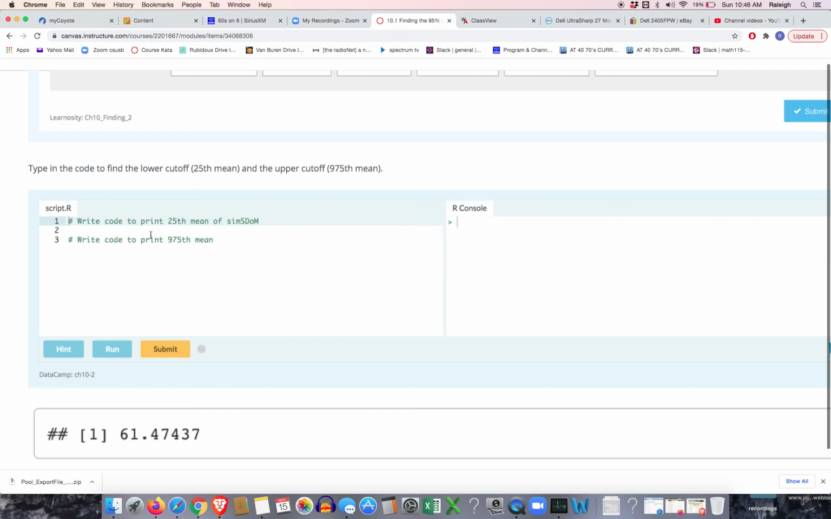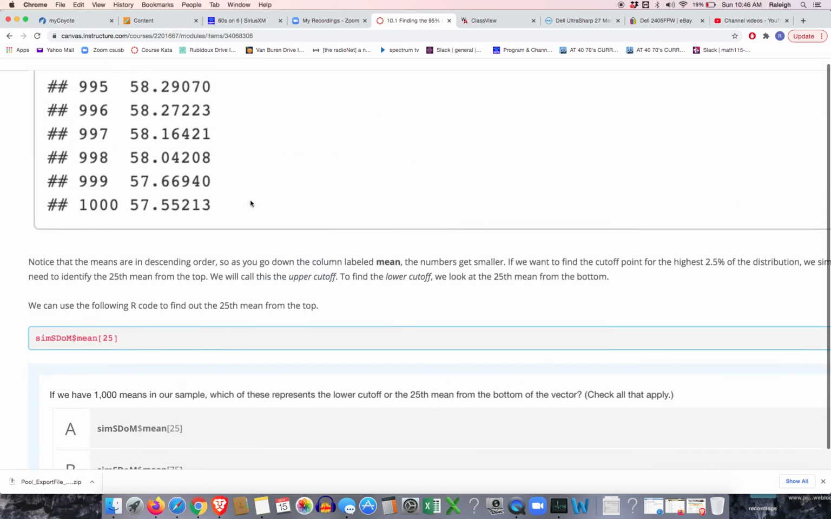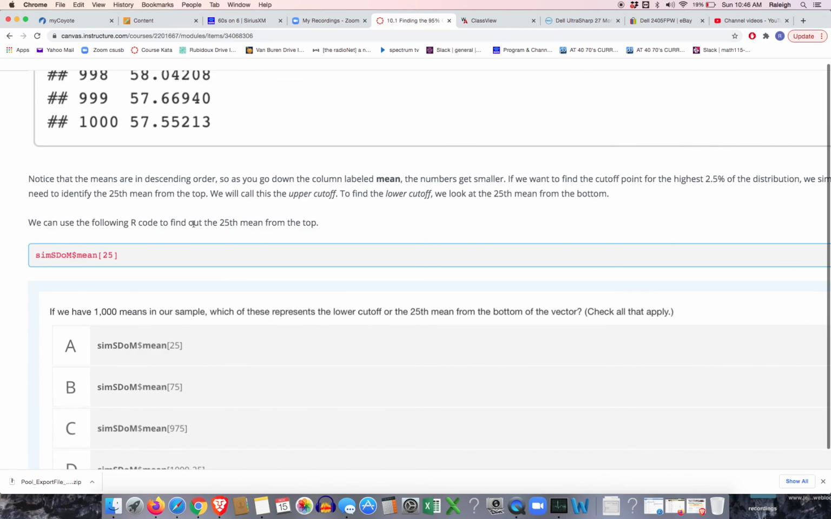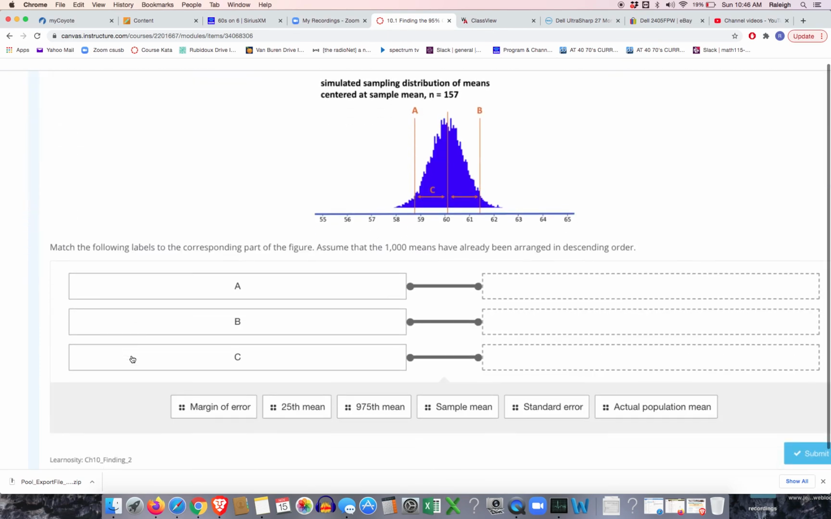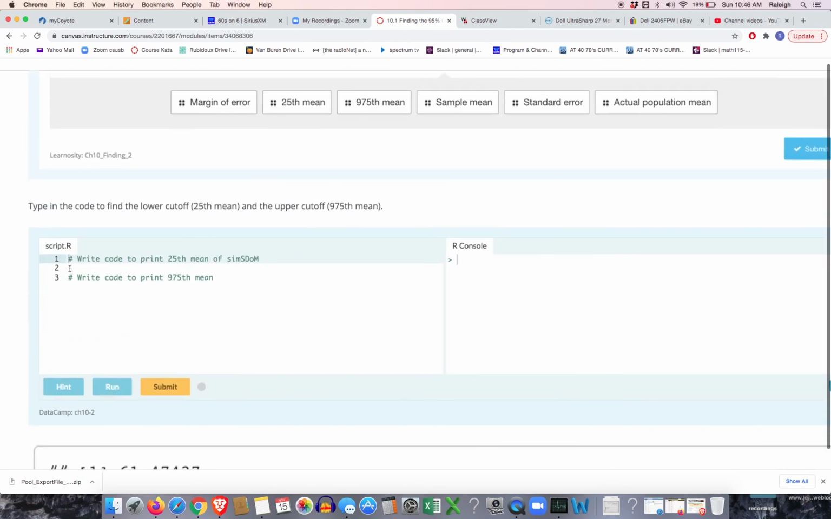But what we can do now is to get stuff going, and I think I'm going to copy this and see what we have down here. And the idea is to write code to print the 25th mean of that. So I think they've already kind of gave us a nice little head start here. So I'm going to copy this as well, change this over to 975, and now I'm going to run it. And there they are. These are the numbers that are just not considered good. These numbers are out of bounds. The top 25, the bottom 25 have those numbers.